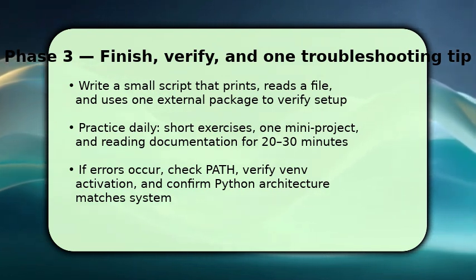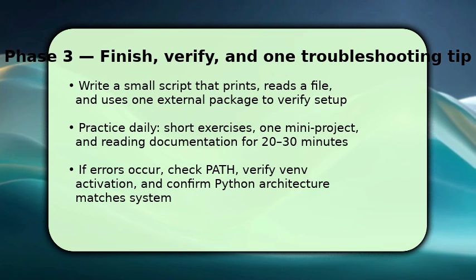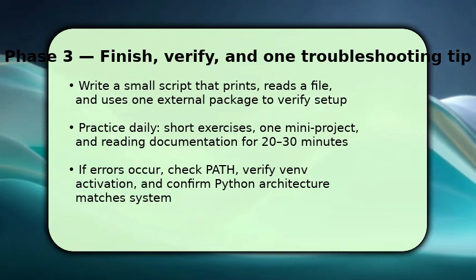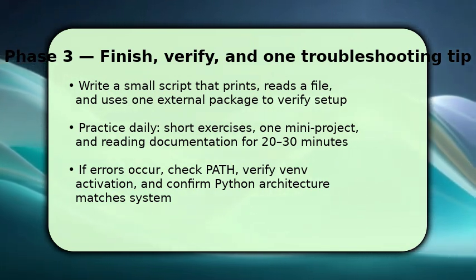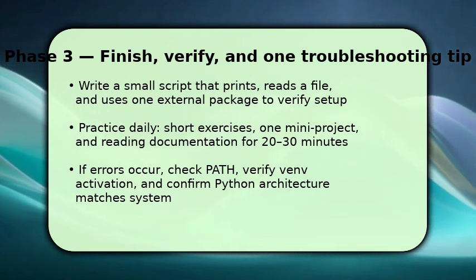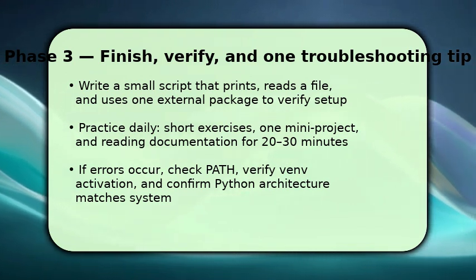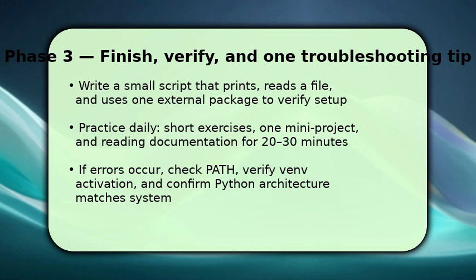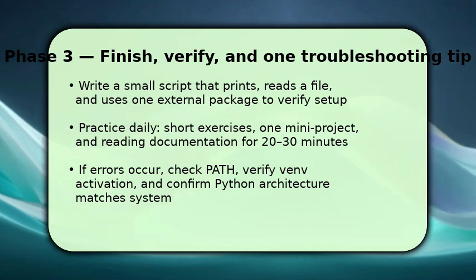If something breaks, the single most useful troubleshooting step is to check PATH and confirm you activated the venv, run python --version, and run where python to see which binary is used. If needed, reinstall the matching 32 or 64-bit build and repeat the install steps.